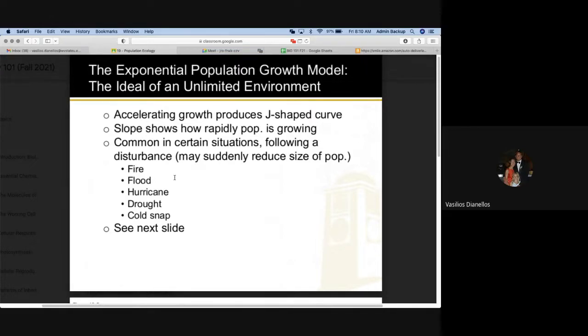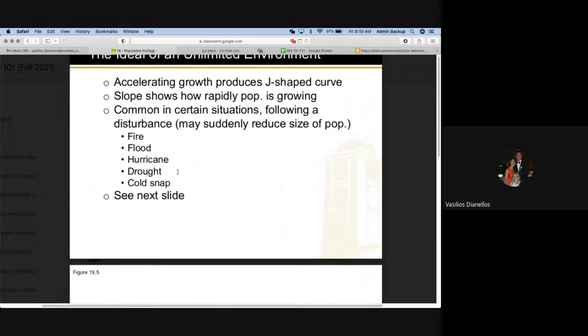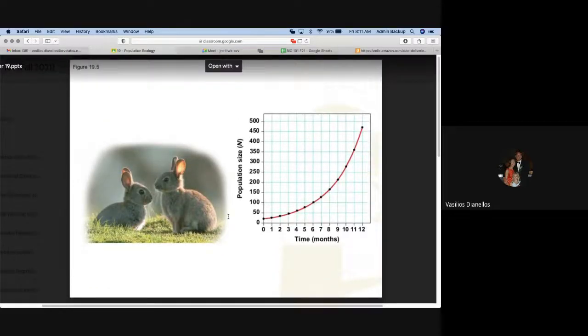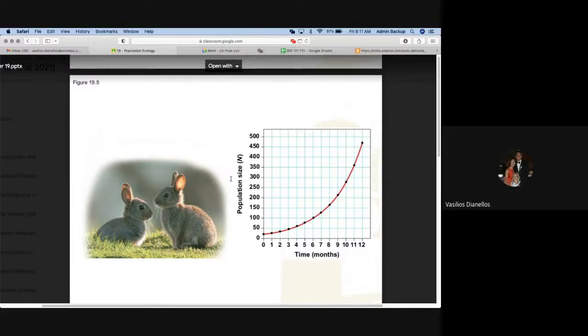So I'll probably say something like there was a drought, or there was a hurricane, or there was a mudslide, or there was a nuclear explosion. Maybe not that, because then you'd have radioactive soil. But anyway, the point is I'll probably describe a disturbance, and then I'll probably describe the population growing unlimited, and that would be an exponential growth model. Any questions so far?